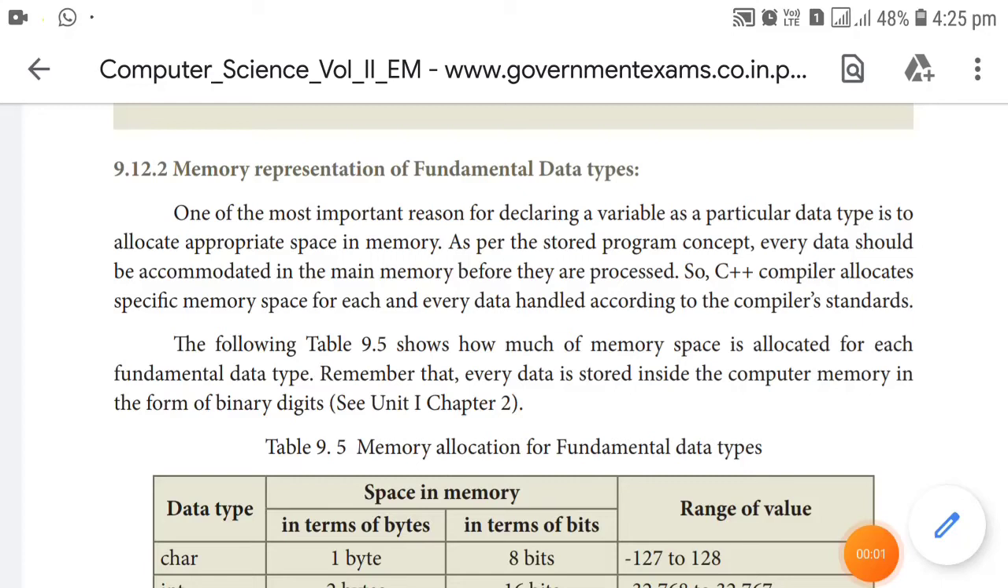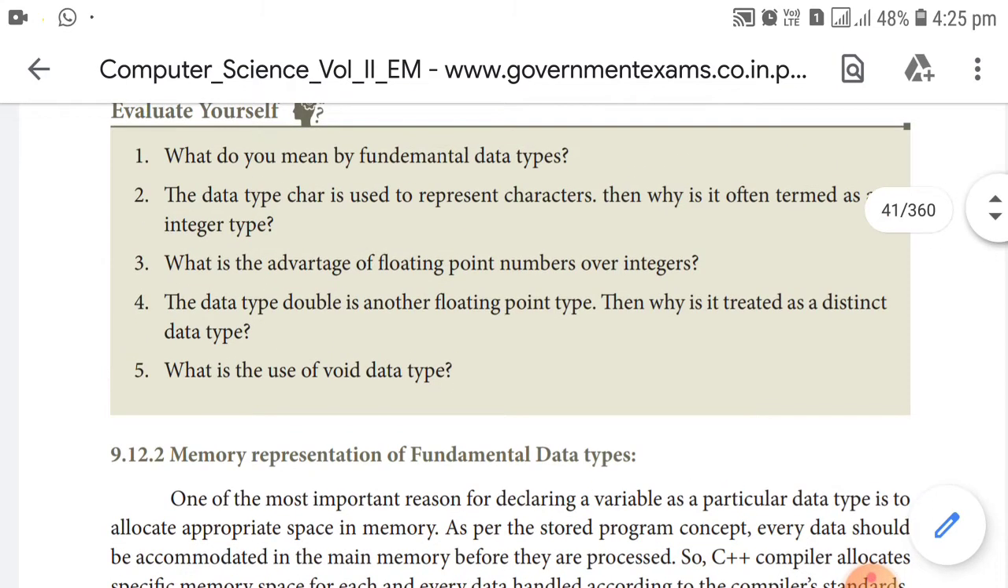Very good afternoon students. Today we are going to discuss the memory representation of the fundamental data types. In the previous section we learned what a data type is and what the fundamental data types are. We learned integer, character, float, and all the data types, along with void.